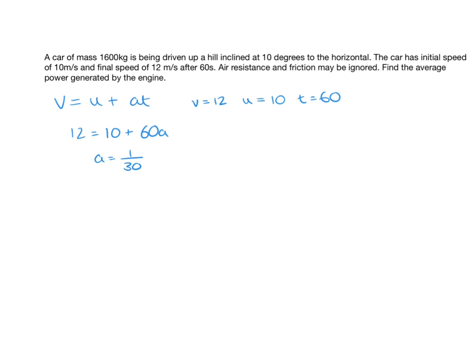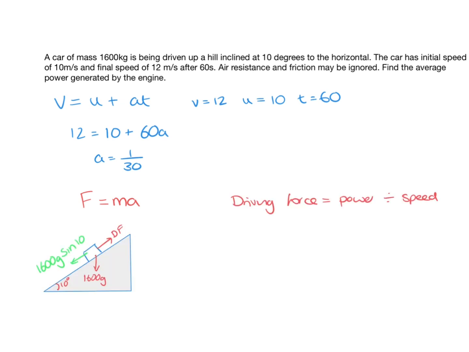Next, we're going to use F = ma to set up an equation for the slope. Now in this case, our force is referring to the driving force. So we can use the formula for driving force is equal to power divided by speed. So I'm going to draw a quick diagram just to see exactly what forces I've got acting on my vehicle. So I've got the driving force going up the slope, and down the slope I've got the resolved weight. So that's going to be 1600g sin 10. So let's set up my F = ma using these forces. So I'm able to use my a from my original calculation, which is 1 over 30.